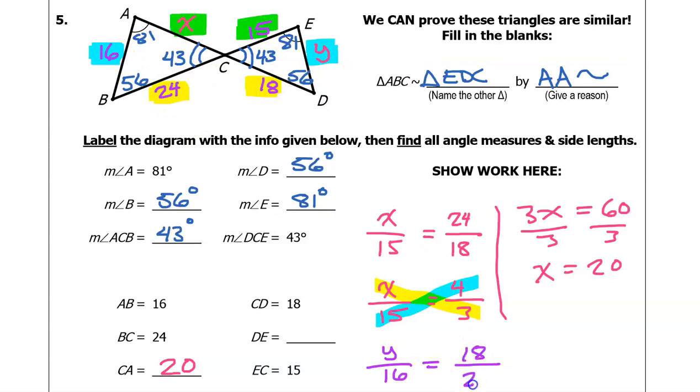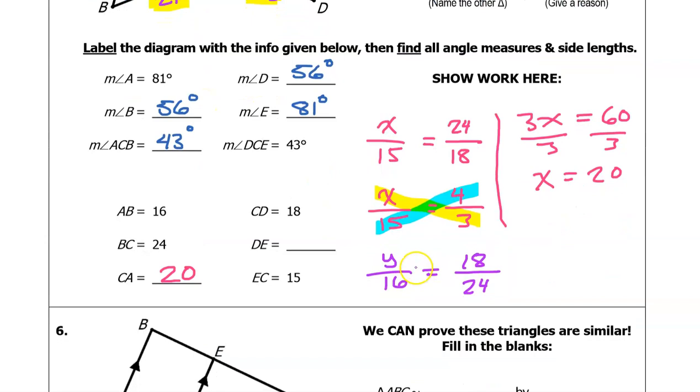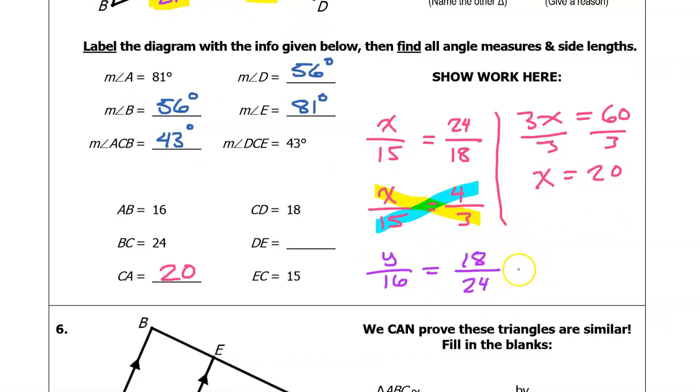Okay, 18 over 24. Notice I have to go in the same order. If I do y over 16, that's sort of right over left. Then I have to do 18 over 24. I need to do right over left again. Anyway, let's simplify this down. I'm running out of space a little bit, but 18 over 24, of course this will reduce down to 3 over 4 because you see what happened last time. So this will be the same thing as y over 16 equals 3 over 4.